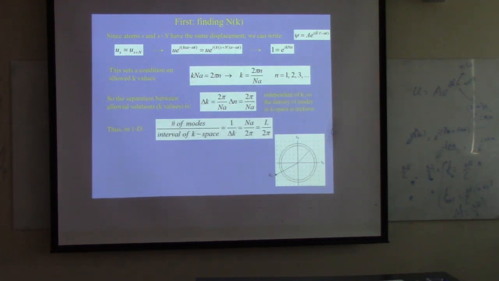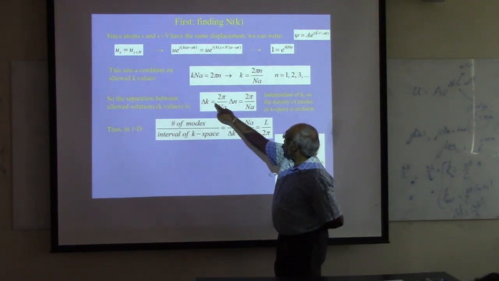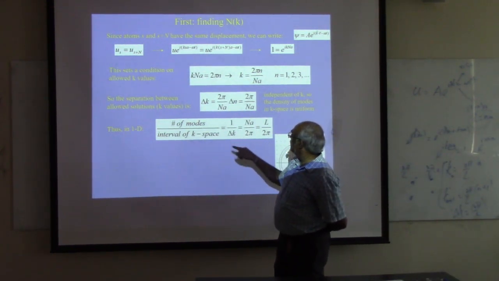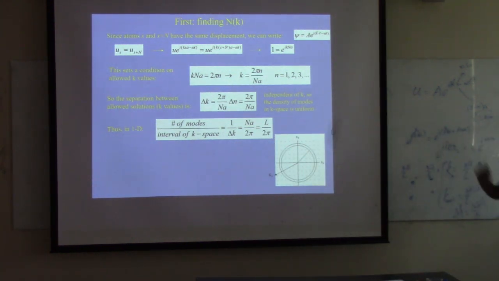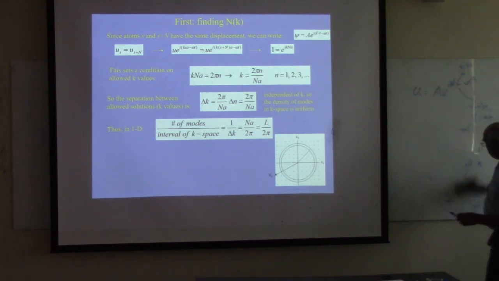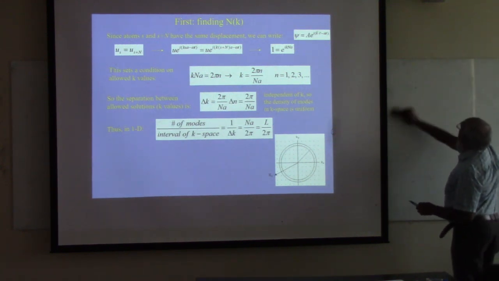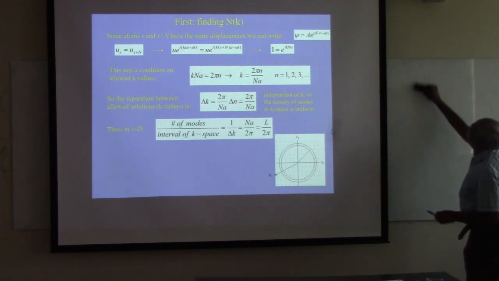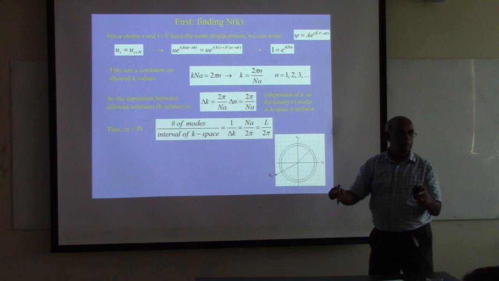So the number of modes per unit delta K, because here we are talking about one mode, is 1 over delta K, which means L over 2 pi. This is a very important thing to remember. The number of modes for a unit K is L over 2 pi, where L is the length of the crystal.